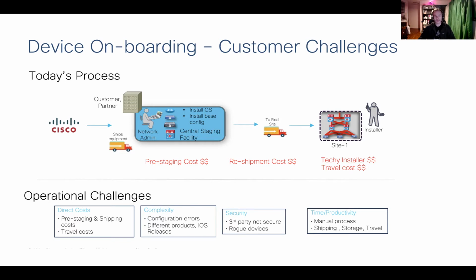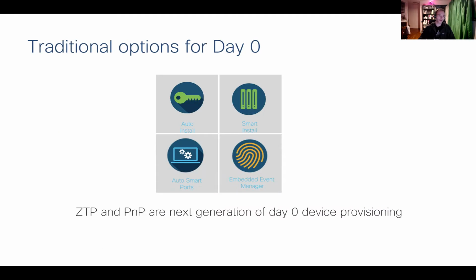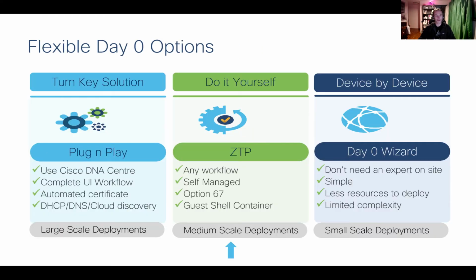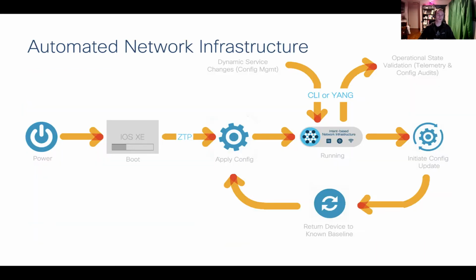So iPXE, ZTP, and PnP, they all help with some of these operational challenges. ZTP and PnP are really the flexible solutions for day zero device provisioning. Today we're really just focusing on iPXE, which isn't as flexible as these solutions, but I did just want to call out that plug and play and ZTP have some advanced workflows, as well as the day zero wizard. These are options that you have for configuring the device when you first get it.